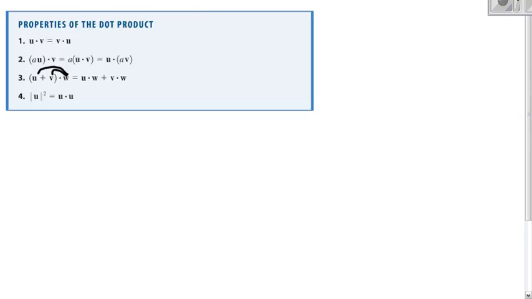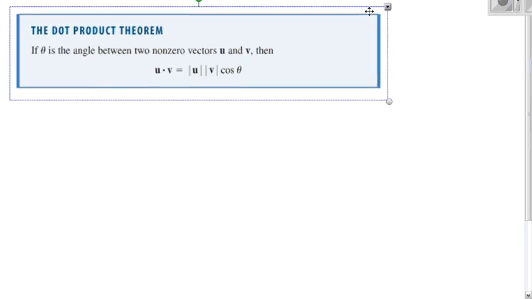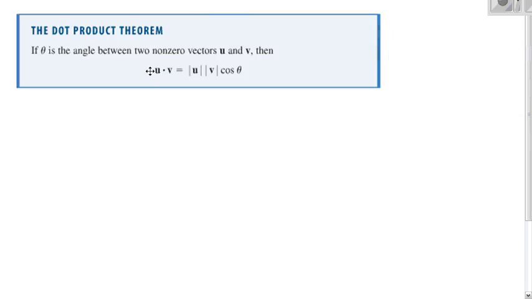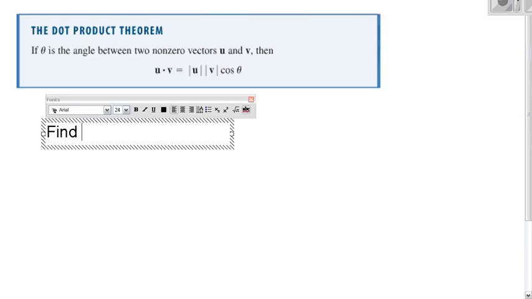Now you might be wondering, what is the number that we get for the dot product? And it's related to cosine. It's related to the angle in between. Specifically, the dot product is when you take the length of each of the two vectors involved times the cosine of the angle in between them. So we can use that to find the angle between two vectors.